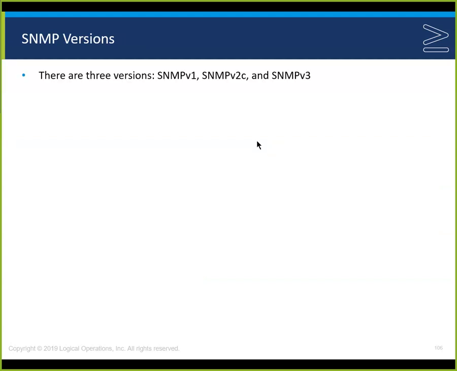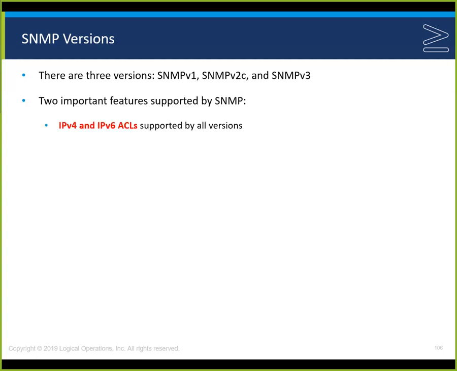The versions, three versions, 1, 2C, and 3. We say 1, 2, and 3, but we had 2, then 2A, 2B, 2C. We're on 2C now. When we talk about version 2, we're talking about 2C. Version 3 is one that's coming online. Two important features supported by these: IPv4 and IPv6 access control lists are supported by all of the versions. Security, version 1 and version 2 use the community string.